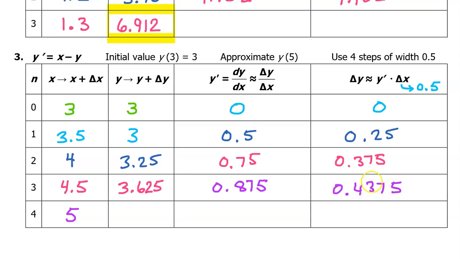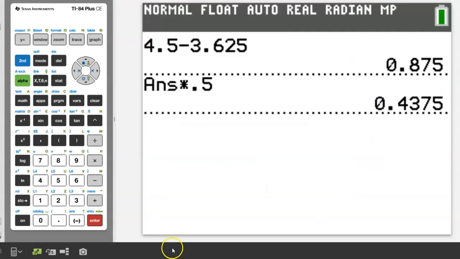This is delta y. We can add this to the previous y value to find the next y value, which will be the final answer. Delta y is already in the calculator, so let's just add 3.625.